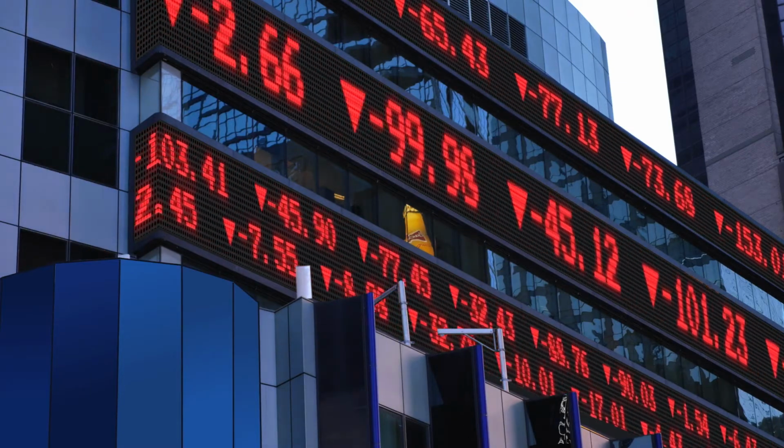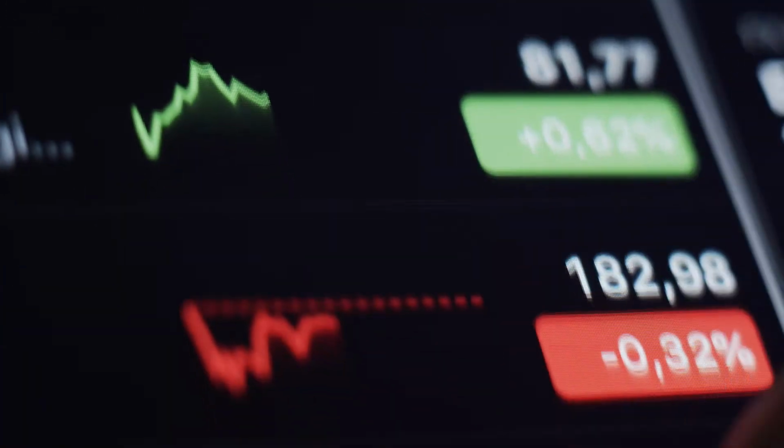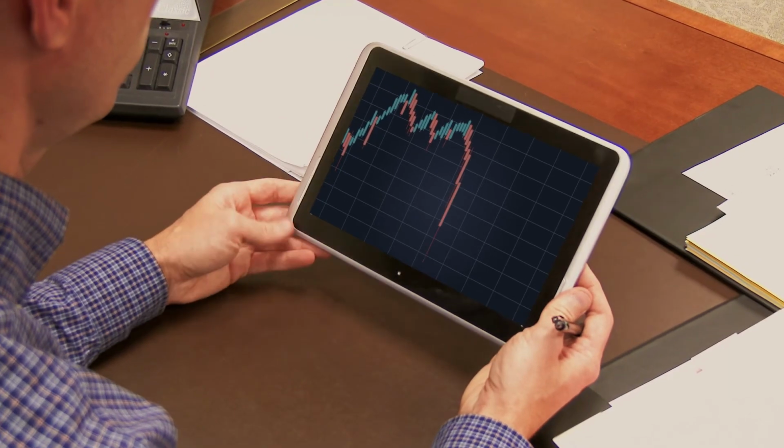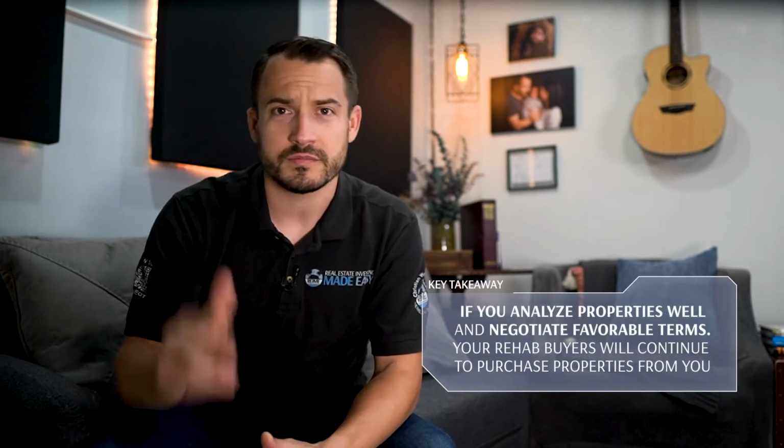And that's at the time of recording this, we're in a recession. That is 2 successive quarters of a fall in GDP. So especially in a time like right now, your ability to structure a deal is worth a lot. And ultimately, that's what your rehab buyers are paying for. Now, if you analyze properties well and negotiate favorable terms, your rehab buyers will continue to purchase wholesale properties from you. And because they make money when they rehab it and then sell it to a retail buyer, they'll keep coming back for more.